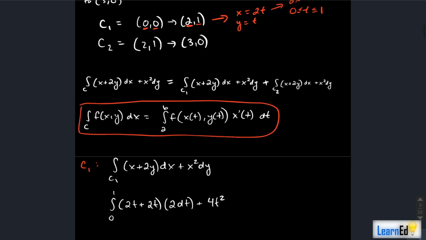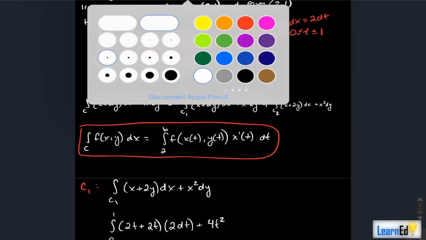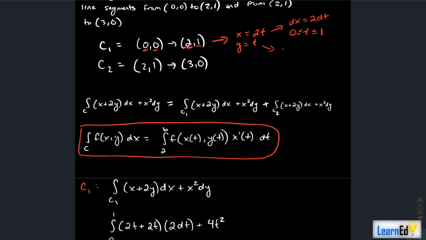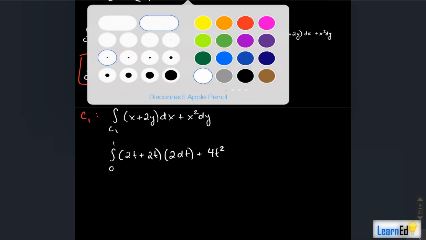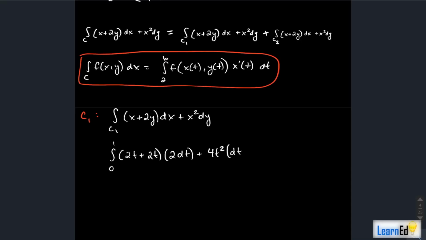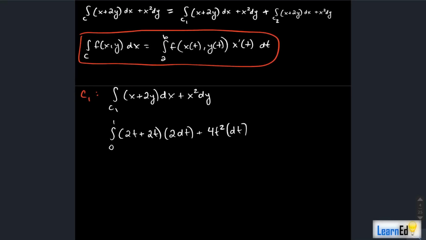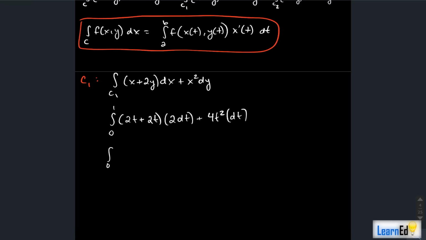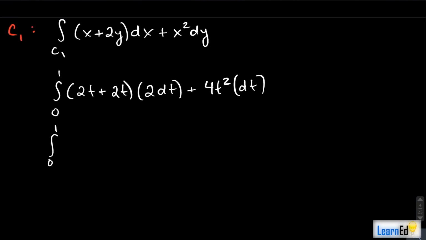And then we have dy. So what is dy? Dy is just dt. So this becomes just dt. Okay? So that's simple enough, right? We go through here, and now I can zoom back in. Let's simplify this, and then we're going to integrate it.